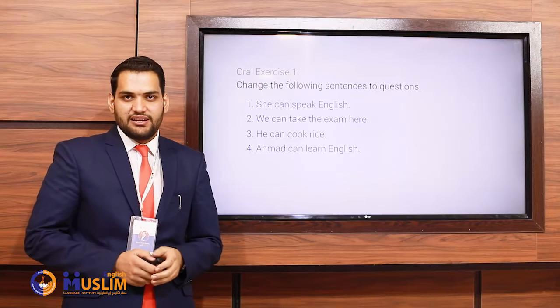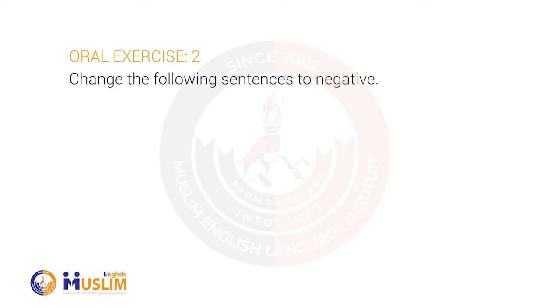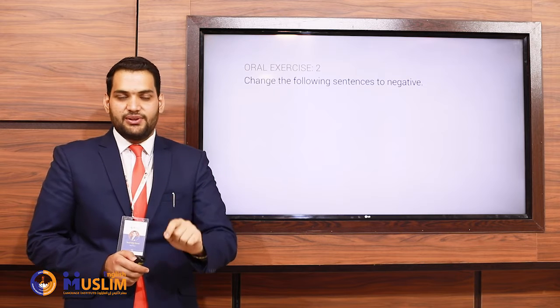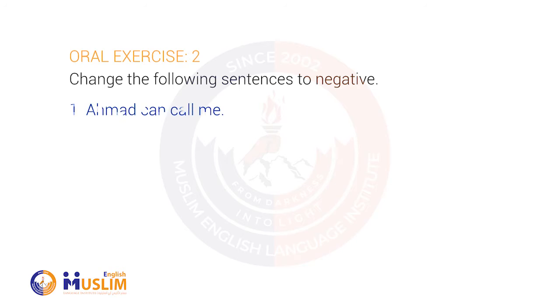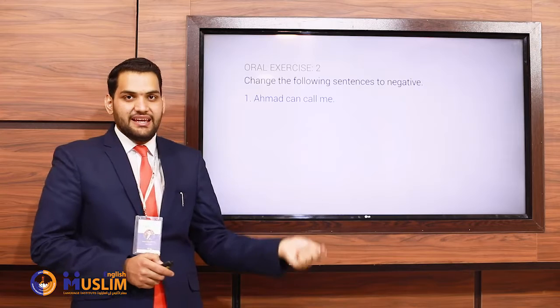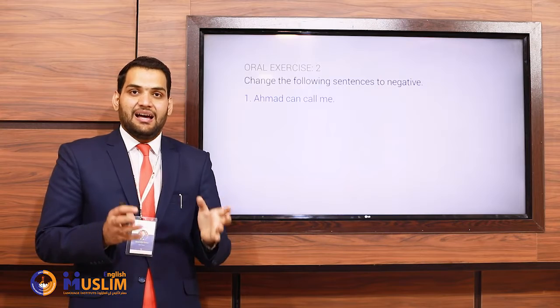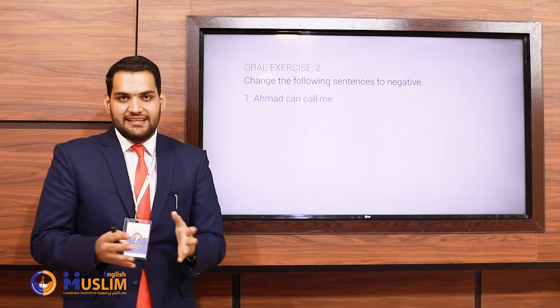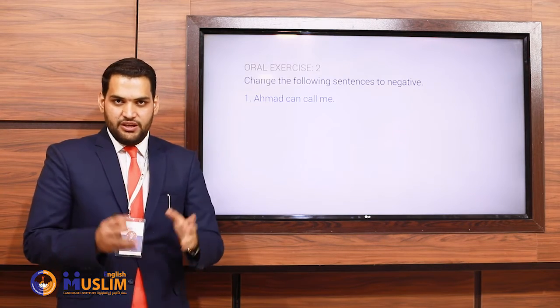There is one more oral exercise. Change the following sentences to negative. This time you have to use not with can. For example, number one, Ahmad can call me. The negative form of the sentence is Ahmad cannot or can't call me. You do the rest of them.